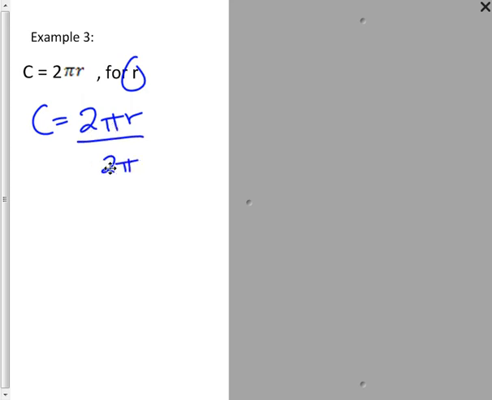I could divide by pi and then divide by 2 in separate steps, but I need to think of this as one big coefficient. I need to get rid of the whole thing. So go ahead and divide by 2 pi on this side. The 2 pi's cancel, so I'm left with r equals circumference divided by 2 pi. Okay, and so that's how you would find the radius. Given this formula, C equals 2 pi r, you can set the formula up to solve for radius if you know what the circumference is.